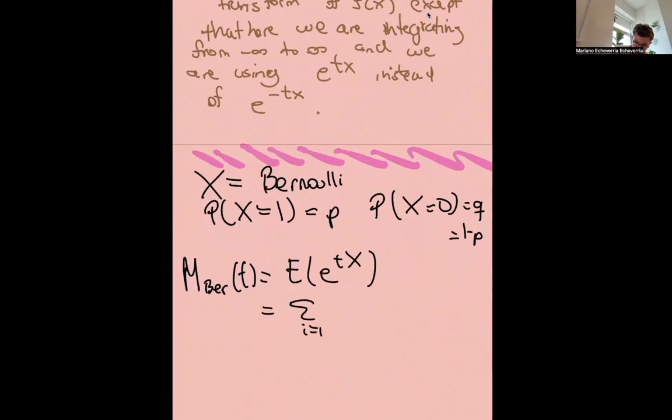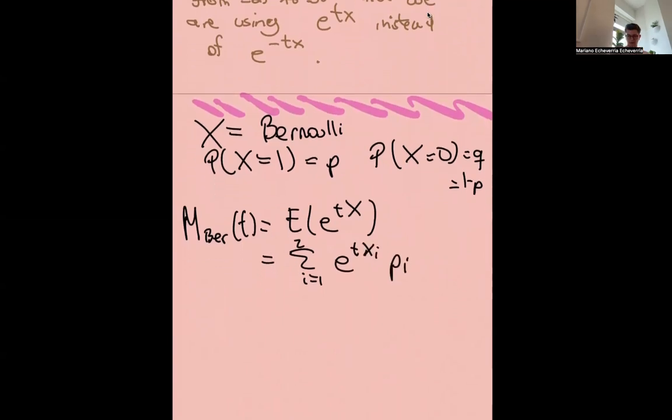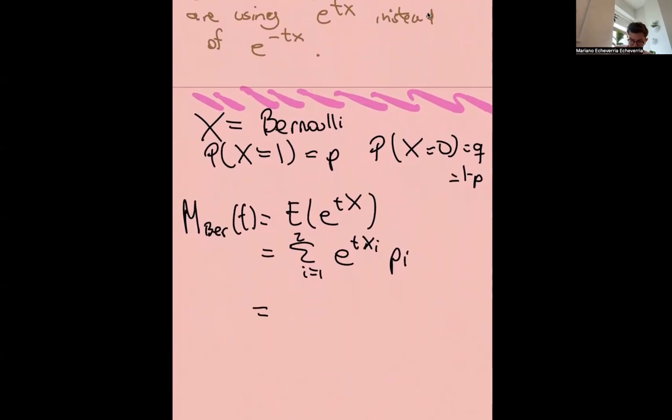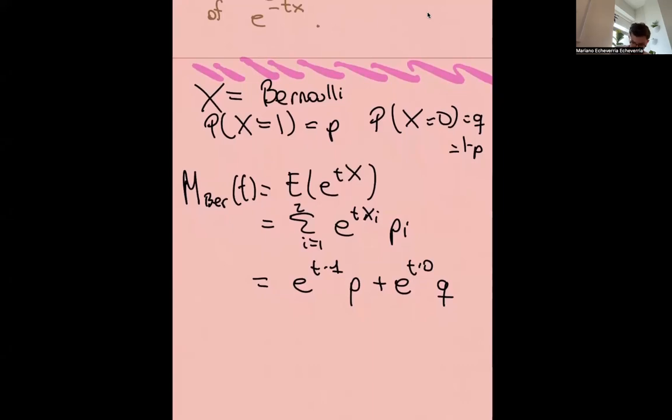So that's the sum from i equals 1 to 2 of e to the t x_i p_i. The first value is 1, so it's e to the t times 1, and the probability of 1 is p. The second value is 0, e to the t times 0, and the probability of the second value is q. Is that making sense? So the generating function in this case is e to the t p plus q. So that's the moment generating function for a Bernoulli random variable.